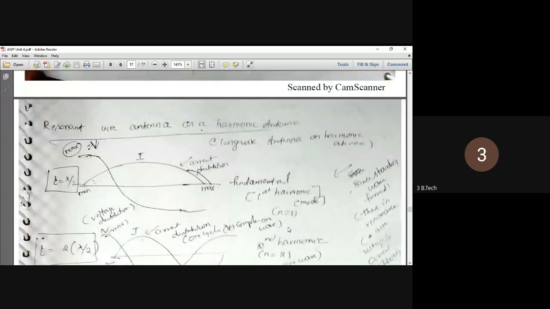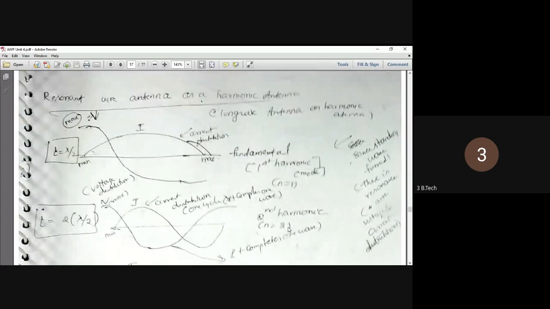Yesterday we discussed this. Due to this, the resonant long wire antenna acts as a harmonic antenna. Since standing waves are formed, there is a resonance condition with voltage and current distributions. So we can see the variation of current and voltage distributions here in this long wire antenna as a harmonic antenna.